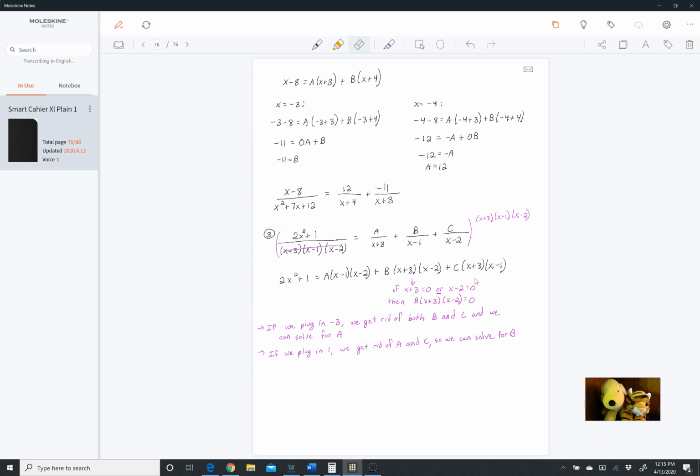So that we could solve for C. Again, we're looking for something that they both have in common. They both have an x minus 2 in common. So if we plug in x equals 2, then we get a 0 here, which makes this whole term 0. And we get a 0 here, which makes this whole term 0. So we're just left with this. So this is our last one. So if we plug in 2, we get rid of A and B. So we can solve for C.